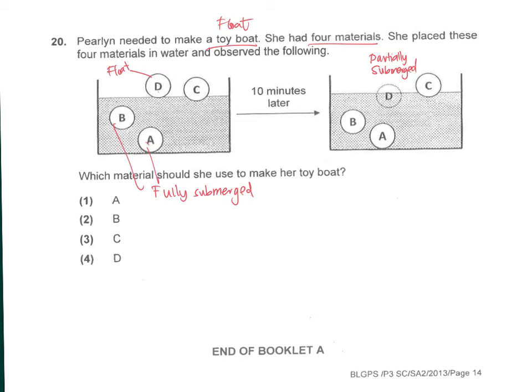So which material should she use to make her toy boat? If you realize, you need to have something that is floating to make a toy boat. If something happens to be sinking or submerged, you will not expect your toy boat to float. So B and A have to be out straight away.